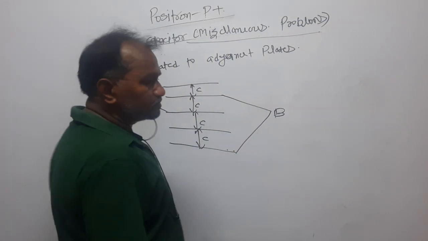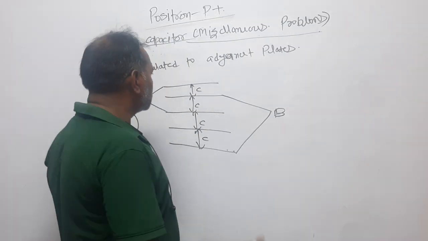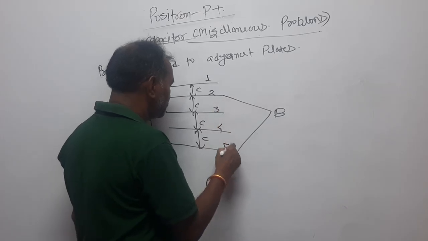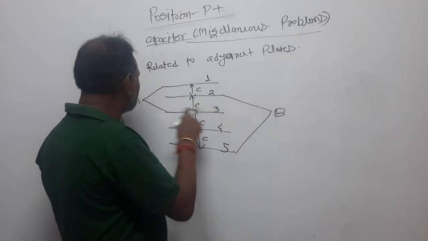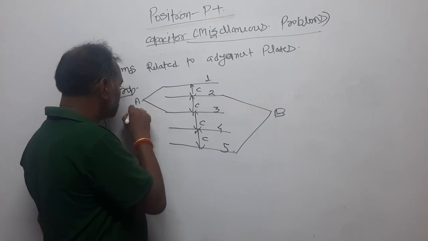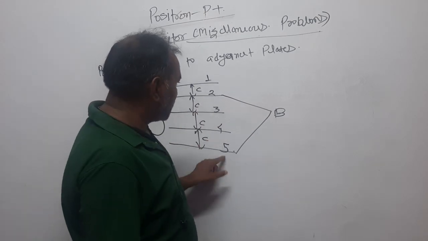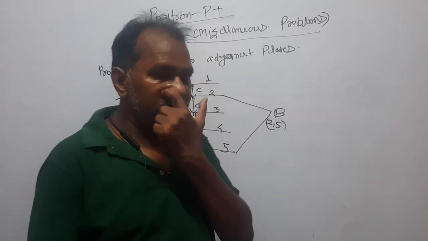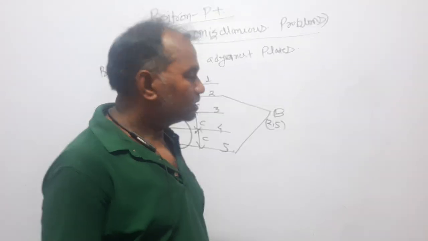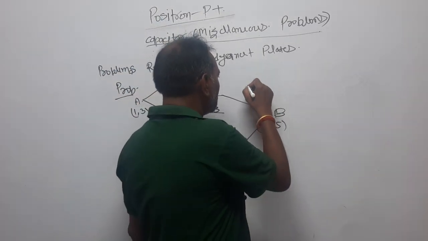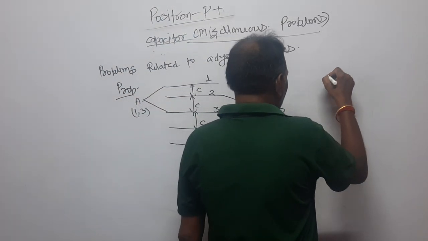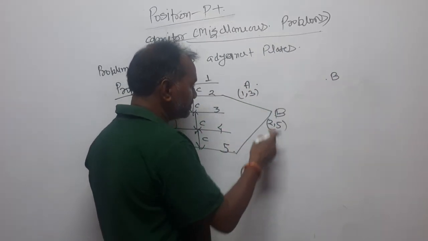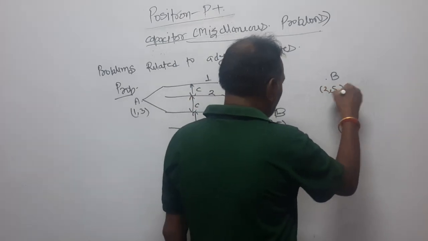In order to solve this problem, first we should give numbers to the plates: 1, 2, 3, 4, 5. Now, plates number 1 and 3 are associated with A, so I'm marking here. 2 and 5 are associated with B, so I'm marking here. Now, dear students, we have to find the equivalent capacitance between A and B. So I'm making a point A here, point B here. A is connected with plates 1 and 3, and B is connected with 2 and 5.